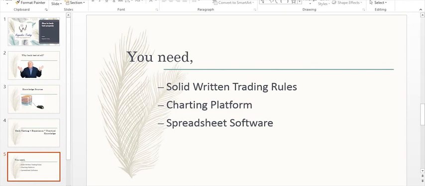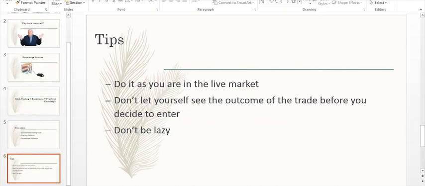Right. Before we get into the backtesting part, I want to share 3 most important tips for backtesting. Here they are. Do it as if you are in the live market. That means you have to backtest like it's real time, meaning you're in the live market. Otherwise, your backtesting is not going to be as effective as it could be.